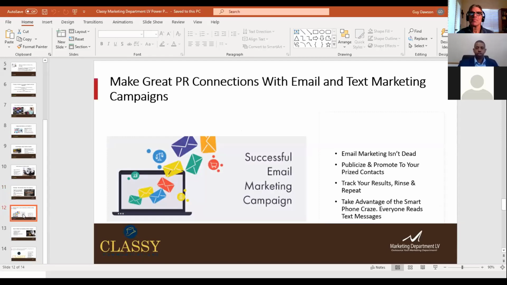Make PR connections with email marketing and text marketing campaigns. I know, and I encounter people in business all the time who tell me no one reads emails anymore. Emails are dead. And I am here to tell you that email marketing is not dead. Email marketing is thriving as much as it ever has.